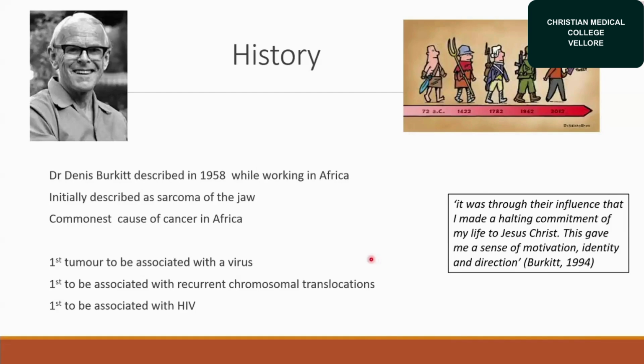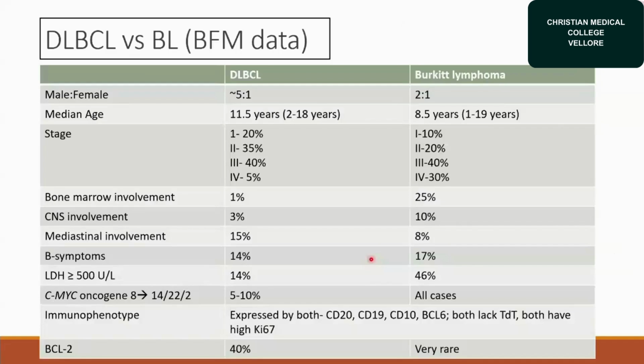With increasing prevalence of HIV, Burkitt has also been seen very commonly among the adult population. So DLBCL and Burkitt lymphoma, both are mature B lymphomas, but they do have certain differences. In pediatric Burkitt lymphoma, the DLBCL usually has a higher male preponderance, and the median age is also slightly higher as compared to Burkitt.